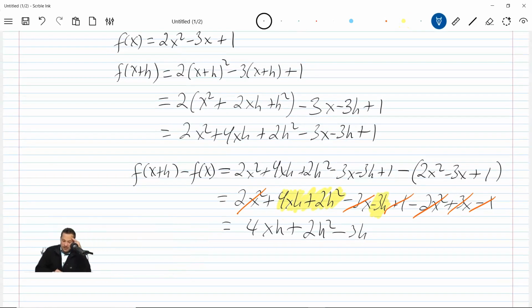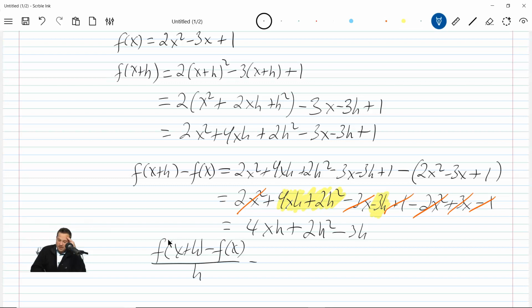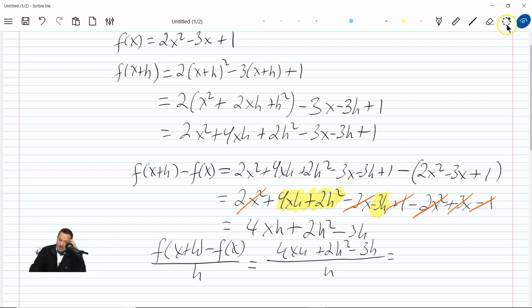So now I'm going to have the following. f of x plus h minus f of x, and the whole thing divided by h. So I write now 4xh plus 2h squared minus 3h, and I divide that by h. At this point, there's some additional simplification that has to be done, so specifically, take a look. In each term, like 4xh, the h is a factor, and 2h squared, there's a factor of h, and there's a factor of h over here, and there's 1 in the bottom.